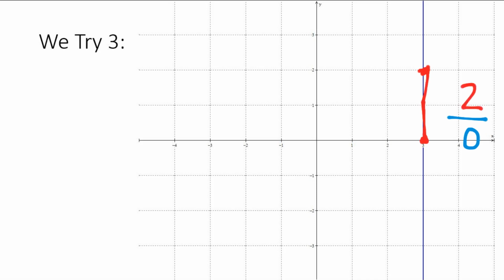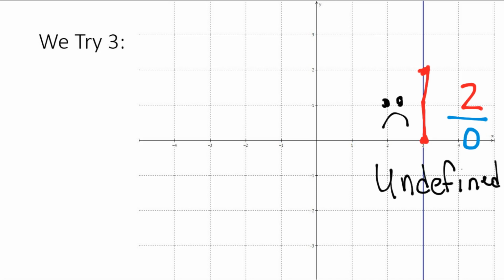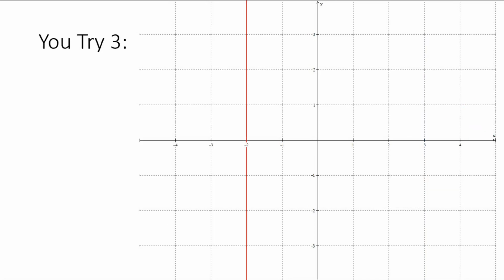So we have this 2 over 0 ratio, which makes me very uncomfortable, right? Because we're dividing by 0, which is a big sad face. So our slope is undefined. Our slope is undefined since we can't find anything that's divided by 0. Here's one for you to try.